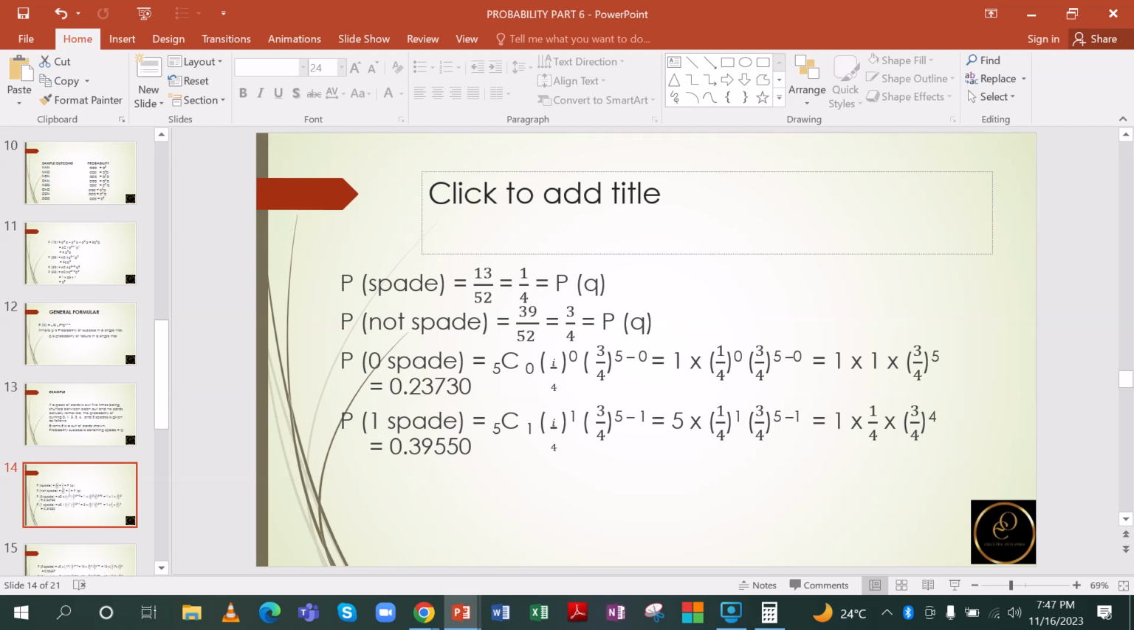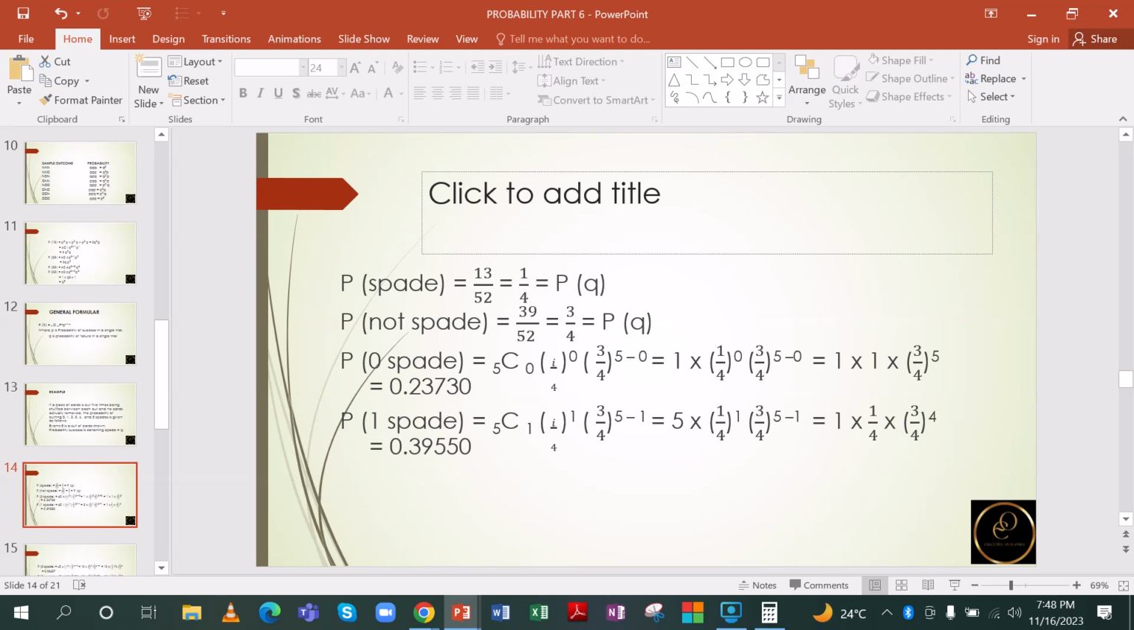So we have two possible outcomes whose probabilities are known or can be calculated. We can calculate the probability of a spade, which is 1 over 4, and the probability of drawing not a spade, which is 3 over 4. There are two possible outcomes: either you draw a spade or not a spade. That means this is a binomial problem.